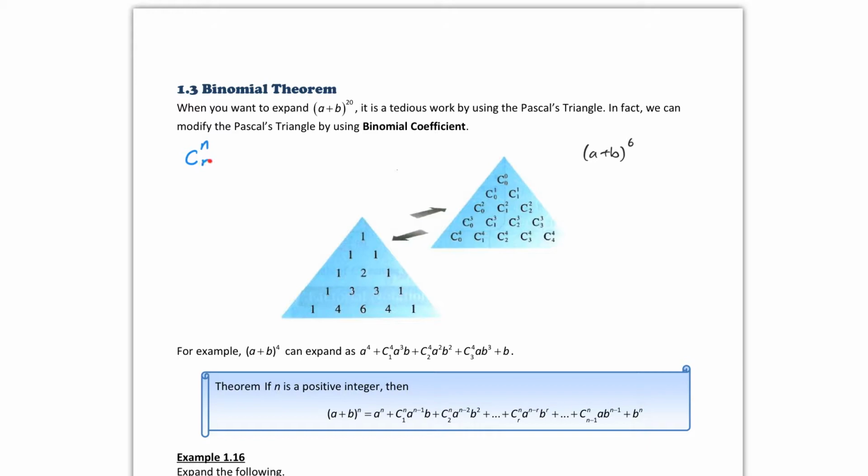How about r? That depends on the term. For example, the first term is 0, the second term is 1, the third term is 2. So what is the definition of nCr first? nCr is n factorial over (n minus r) factorial times r factorial.